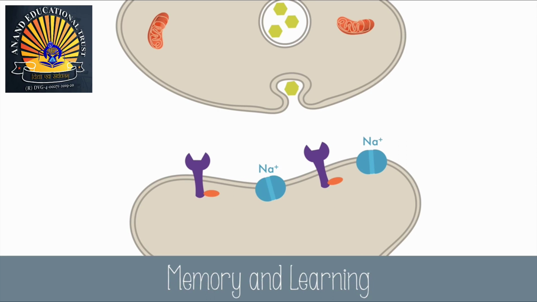Slow-acting transmitters play a major role in memory and learning. The secondary messengers can persist for days and can lead to changes in the synapse. The neural connections are strengthened when slow-acting neurotransmitters promote an increase in postsynaptic receptors or increase the rate of ion movement through a channel.